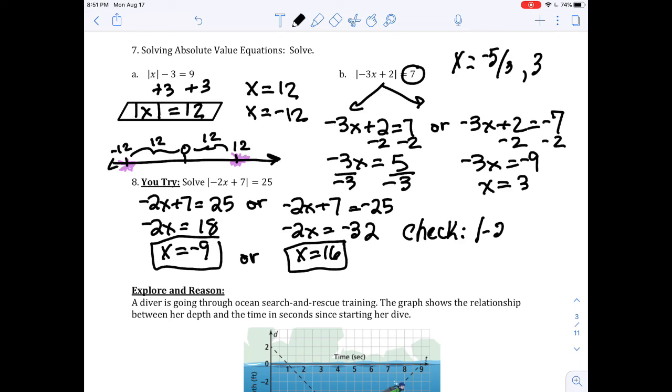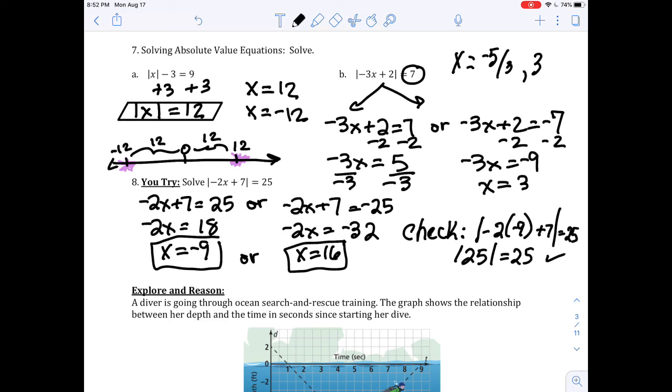Okay, absolute value of -2 times -9 plus 7 equals 25. Okay, so -2 times -9 is a positive 18. Positive 18 plus 7 is 25. Absolute value of 25 equals 25. That one checks. Let's test the second one.